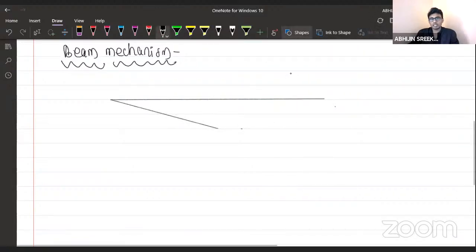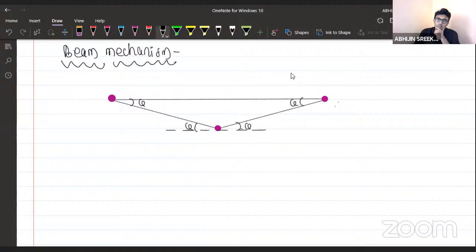So this is the collapse. This is a mechanism, right? So here I'll be having a hinge, here a hinge, here a hinge. As the loading is symmetrical, this will be theta, this will be theta, this will be theta, and this will also be theta.